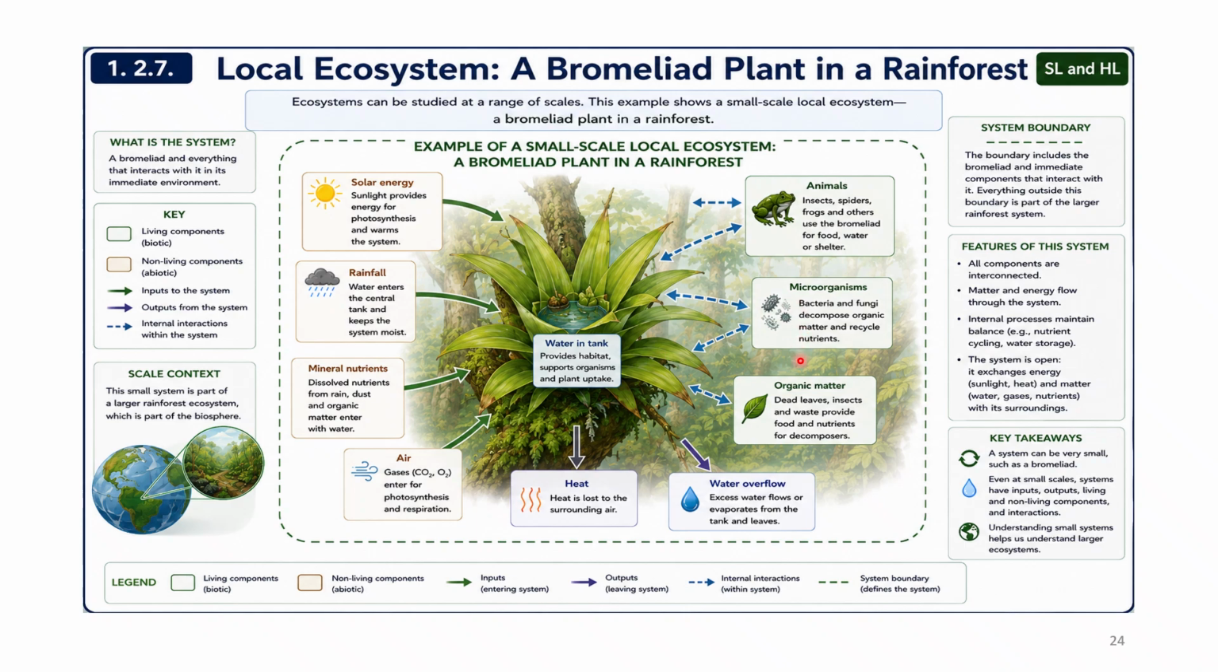Abiotic inputs include sunlight, rainfall, dissolved minerals, and atmospheric gases, while outputs include heat loss and excess water leaving through overflow or evaporation. This example demonstrates that even a very small ecosystem contains biotic and abiotic components, inputs, outputs, storages, flows, and nutrient cycling. Understanding these local interactions helps explain how larger rainforest ecosystems function, highlighting the principle that systems operate across multiple scales and remain interconnected through continuous flows of energy and matter.